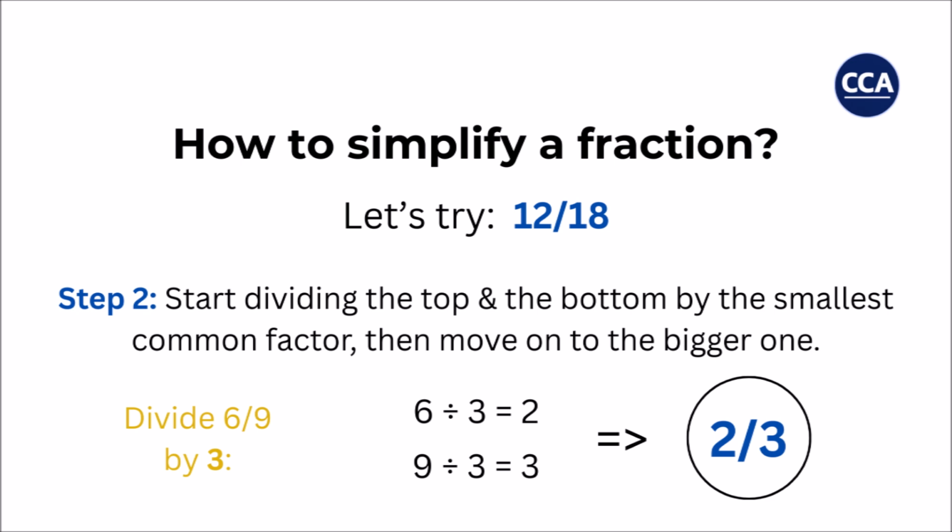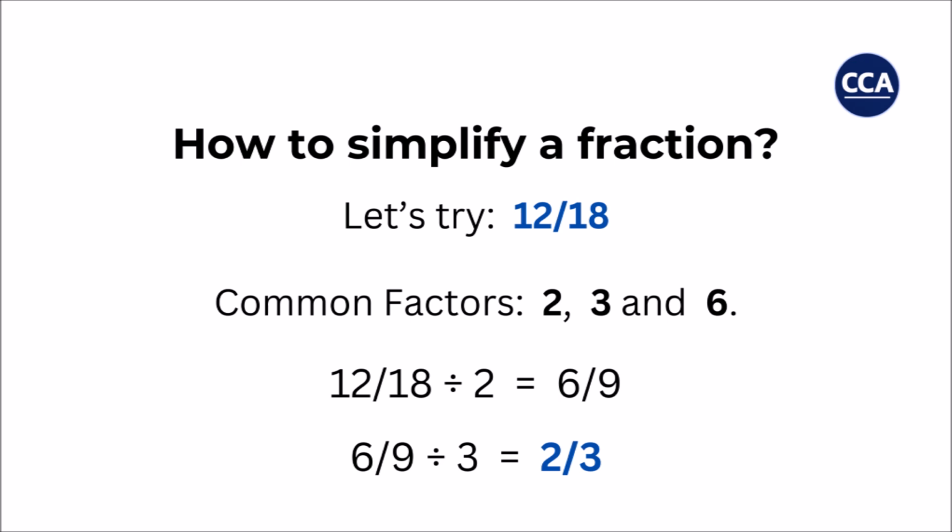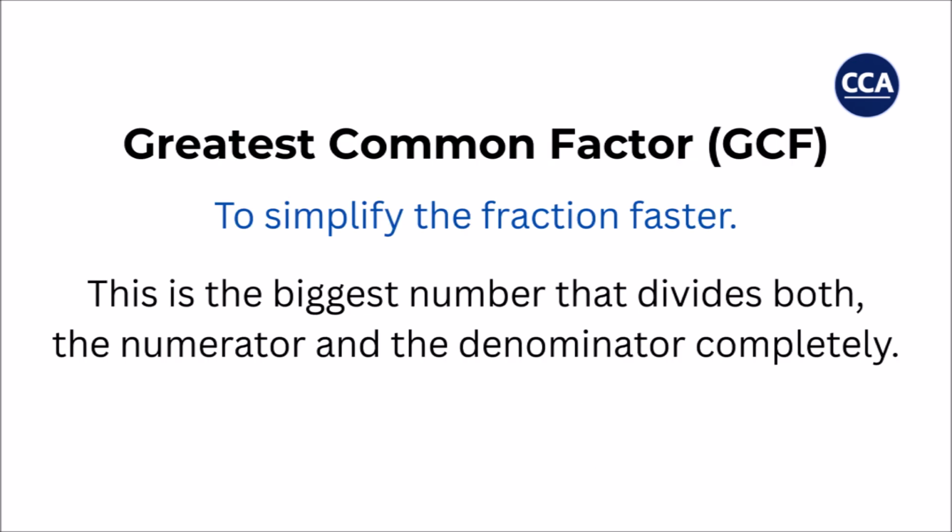2 over 3. In this example, we had only 3 common factors and we had to go through 2 divisions to get the simplified fraction. But just imagine a fraction where we have to go through even more such divisions. Will it not be a real hassle? Yes, of course. And that's where the magic of GCF, greatest common factor, comes into play, to simplify the fraction faster. This is the biggest number that divides both the numerator and the denominator completely.